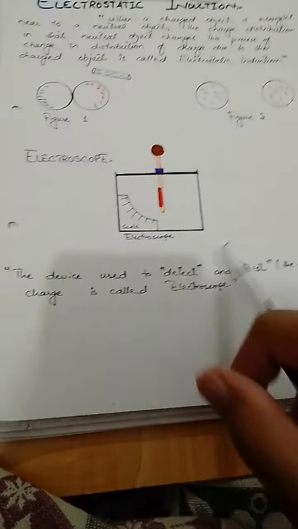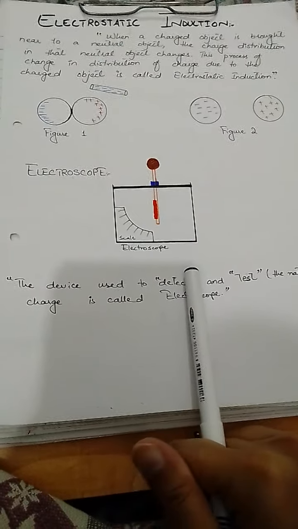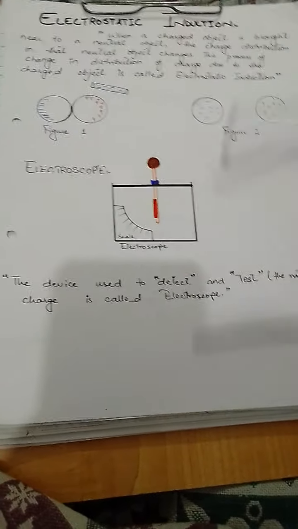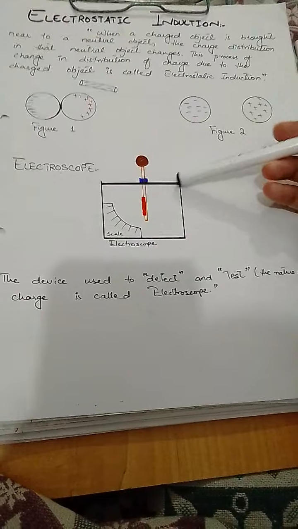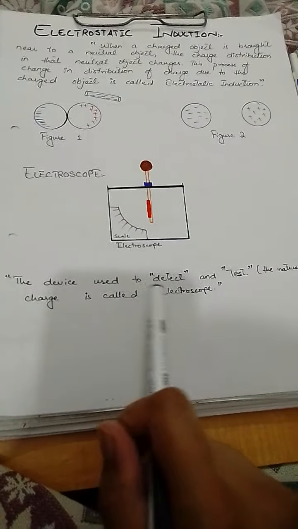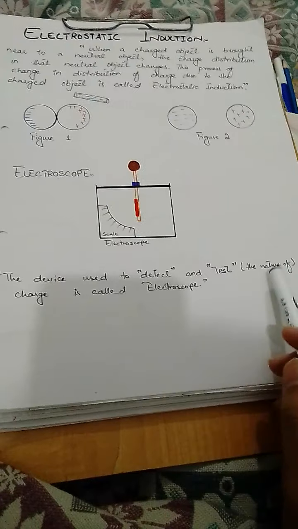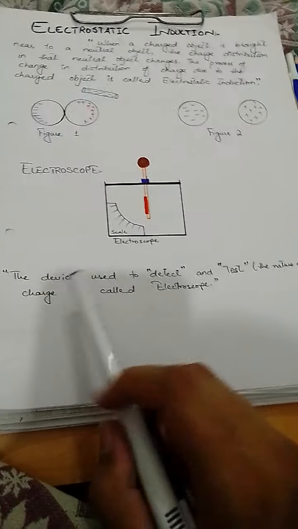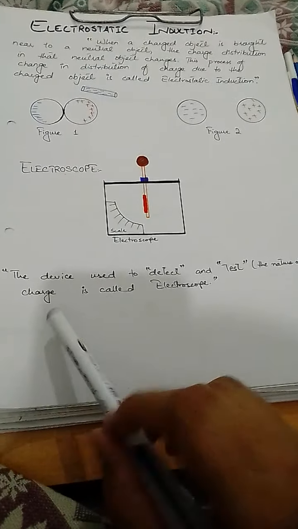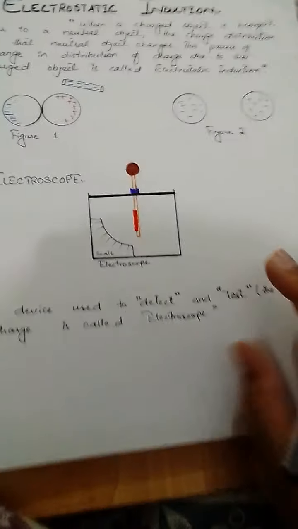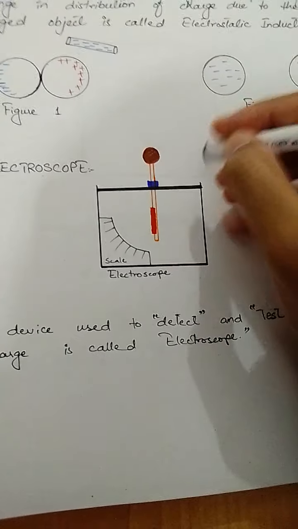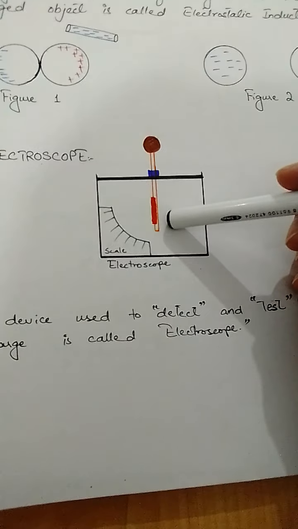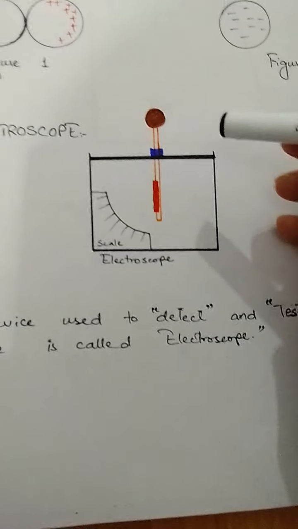Right, now coming to the electroscope. The electroscope uses electrostatic induction to detect or test the nature of the charge, whether the charge is positive or negative. The device used to detect and test positive or negative charges is called the electroscope. I'll tell you how it works, and I'm going to share some videos about it, because you will understand much better when you actually see an electroscope practically.